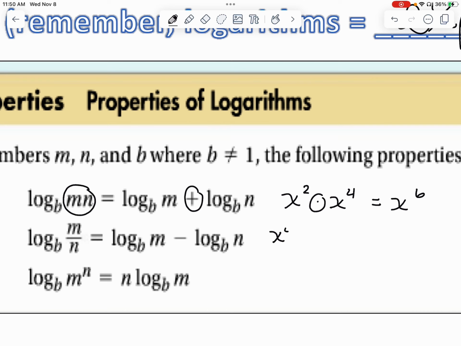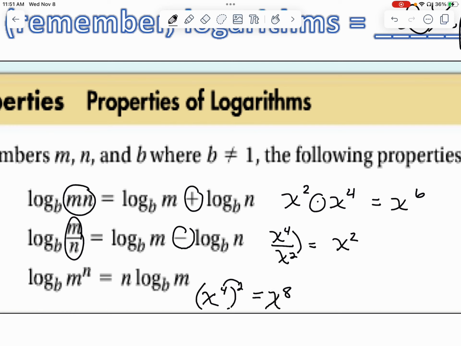Let's take a look at this one. If you had x to the fourth divided by x squared in chapter 6, you would subtract those and get x squared. So if you had a division problem, you ended up subtracting your exponents. Last, if you had x to the fourth to the second power, you would multiply those to get x to the eighth. That's why when something inside a logarithm is being raised to another power, you multiply it out front. It's almost like the n comes out front, but it's because it becomes a multiplication problem, just like this one was a multiplication problem.